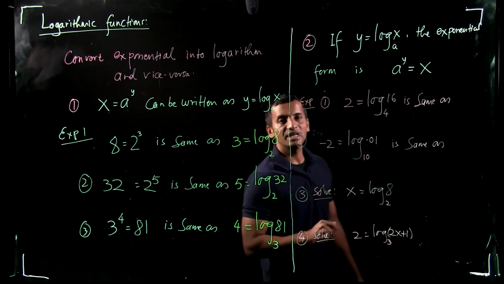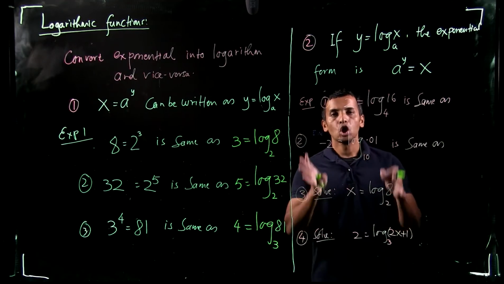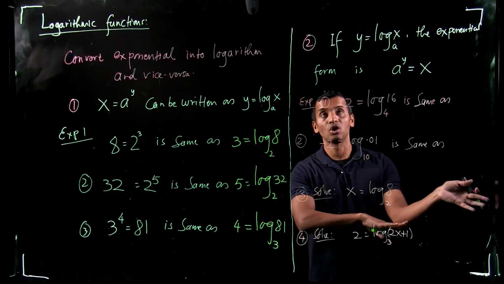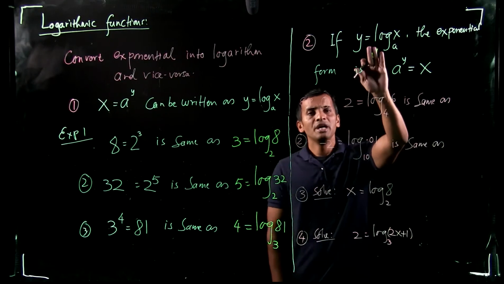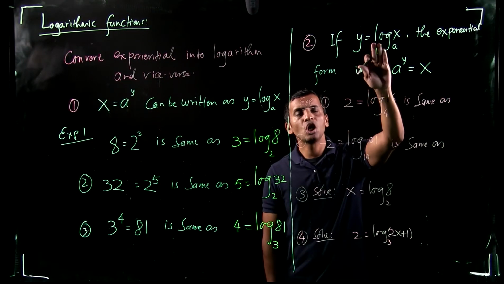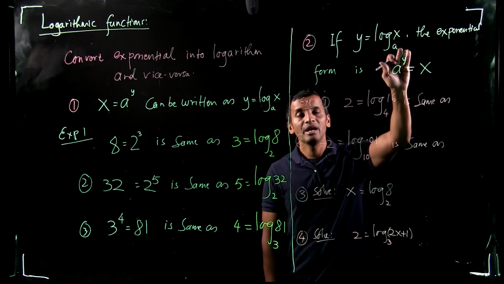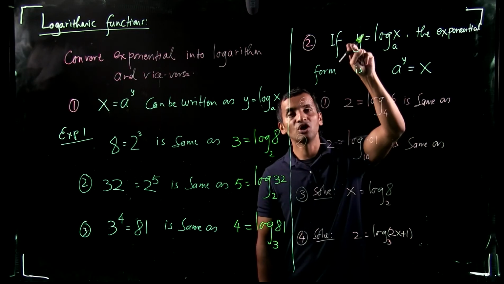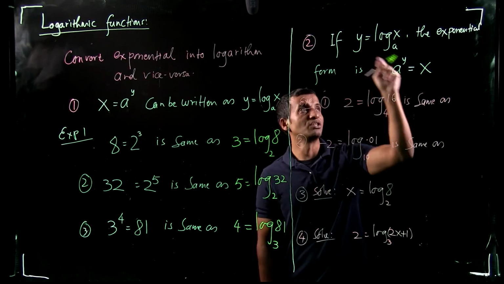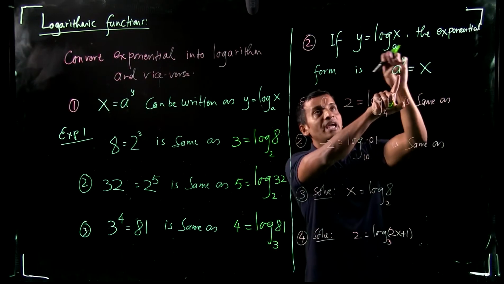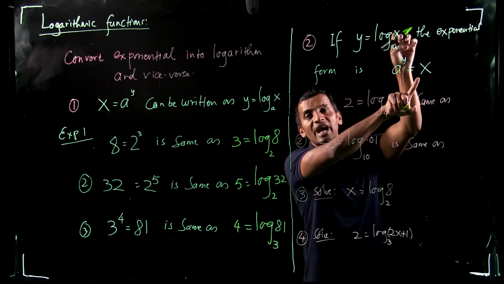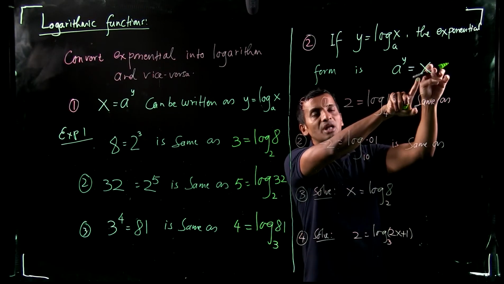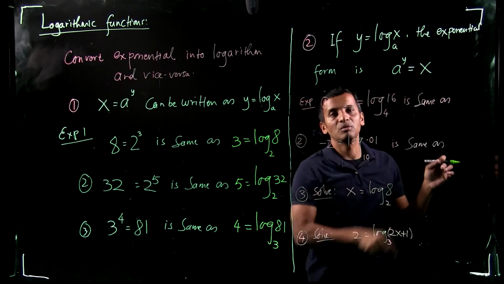Okay, the next example is, how do we write log into the exponent? How do we get rid of log? Okay, so this is the rule. If there is y equals log of x with base a, and you want to get rid of log, what you do is you do base to the other side. Base to the other side, that is a to the y equals x, you write x without log. A to the y equals x.